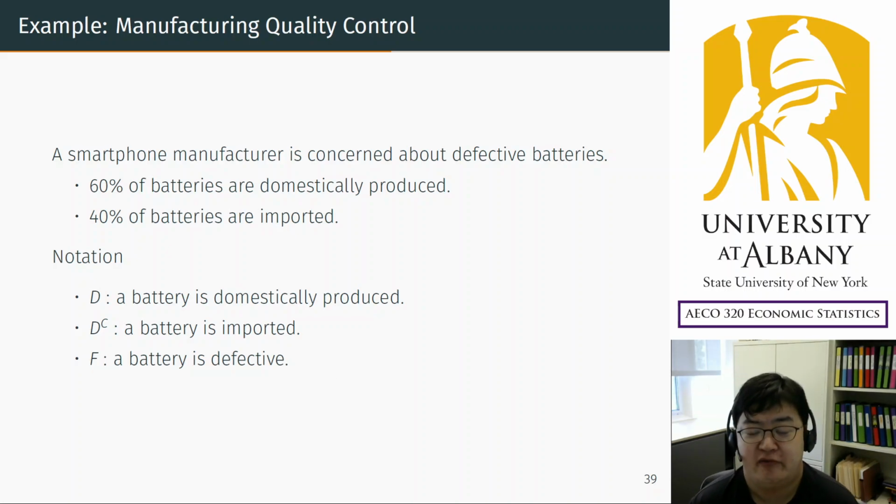Hello. I believe this is the seventh video in the Conditional Probability chapter. So we are going to start a new example.